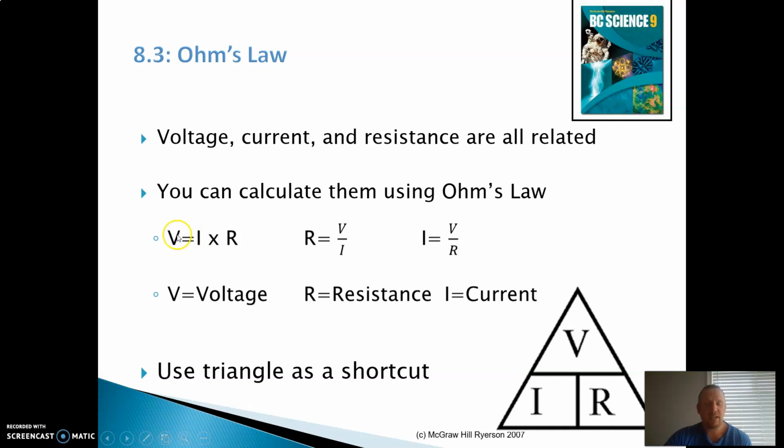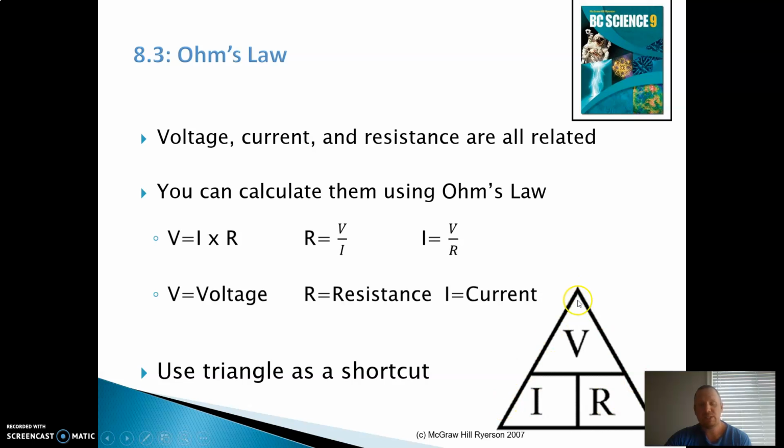So Ohm's law: to calculate the voltage, we go current times resistance. To calculate the resistance, we go the voltage divided by the current. And to calculate the current, we would go the voltage divided by the resistance.